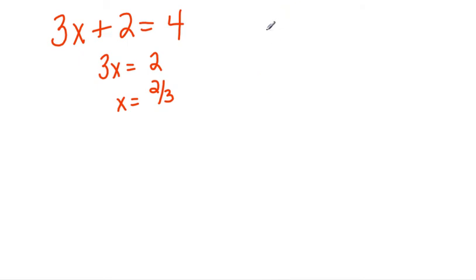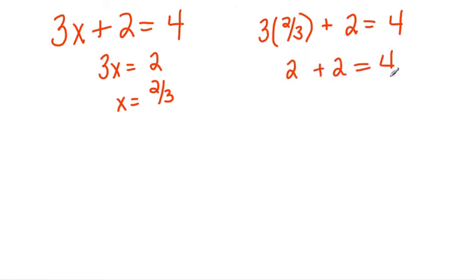If I told you to solve for x right here, what would you do? Minus 2 and divide by 3. And when I put 2/3, nope, minus 2, 4 minus 2 would be 2. So if I put 2/3 back in for x, what am I going to get? A true statement. So 2/3 times 3 would be 2, and 2 plus 2 does indeed equal 4. So 2/3 is the solution.